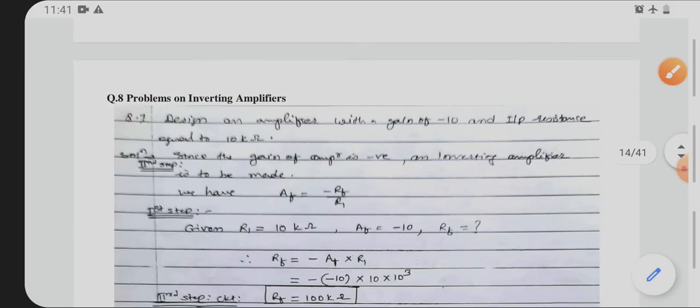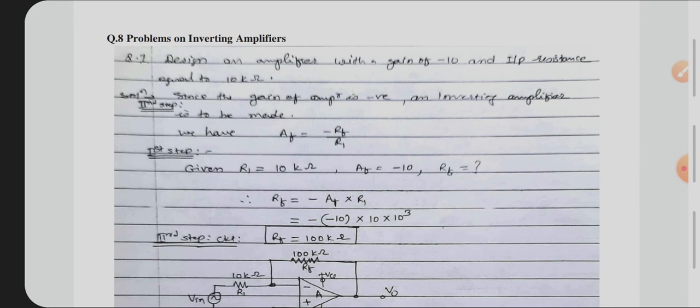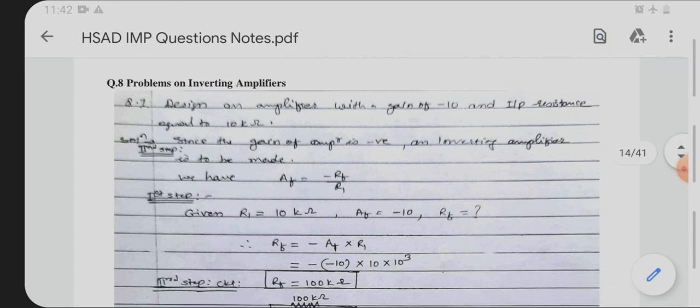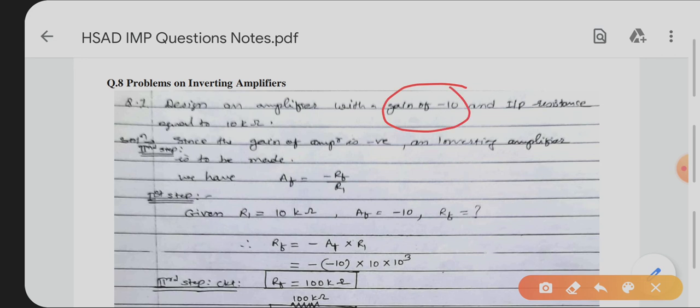Next, there is a possibility that a question or numerical can be asked based on this. So let us take one example. Design an amplifier with a gain of minus 10 and input resistor equal to 10 kilo ohm. Now the gain value is given as negative, as you can see here. So it indicates that it is an inverting amplifier.